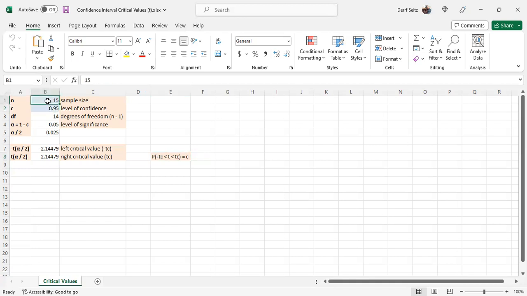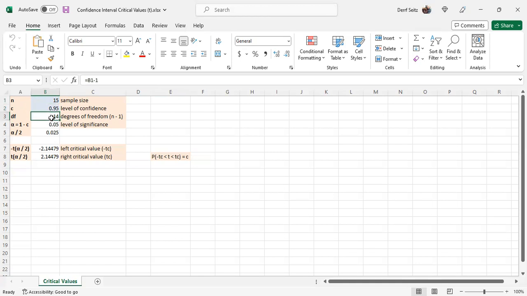There's two blue cells where you have to enter information. First, the sample size n, and then your level of confidence, 95% here, entered as a decimal. Everything else is automatically calculated.